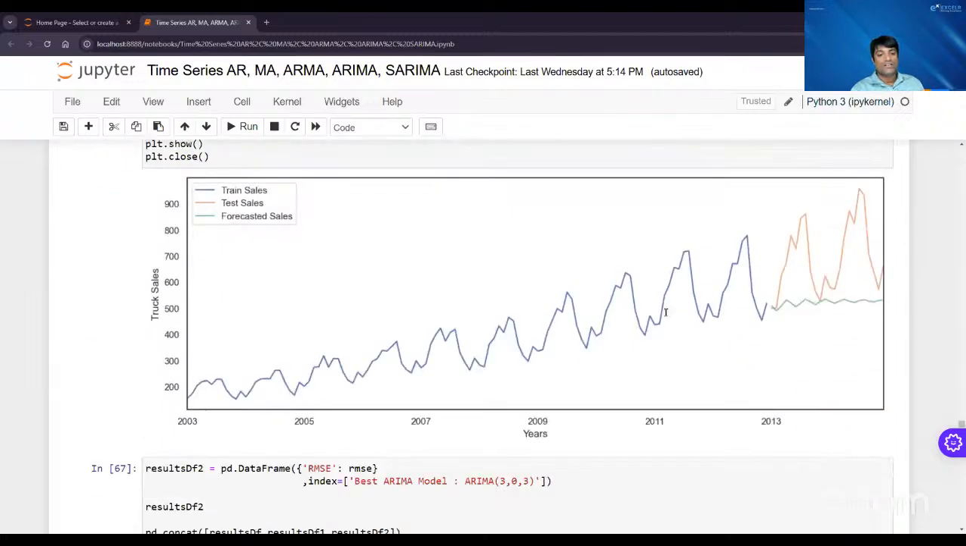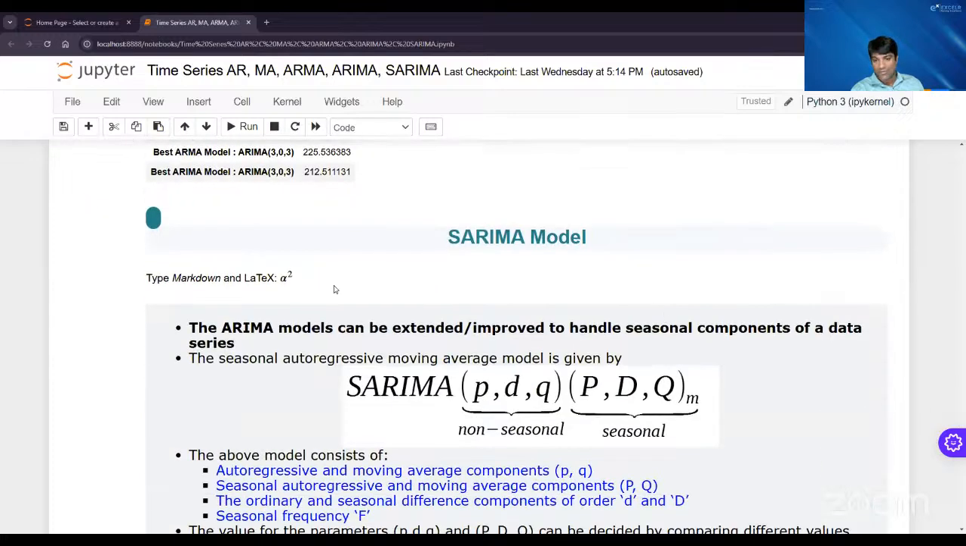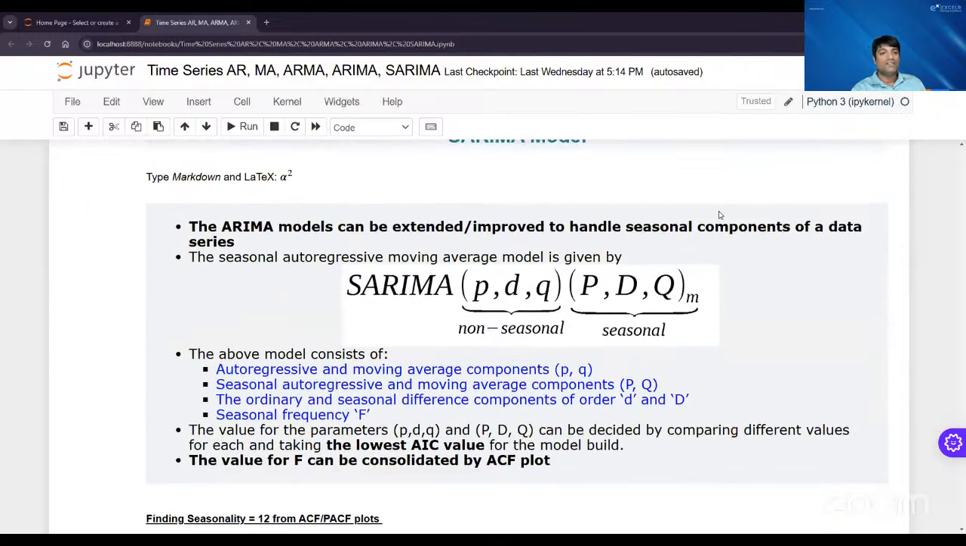Next, coming to the next part, which is the SARIMA model. This is one complicated model, because this model actually brings in not only the trend but also the seasonality into the picture.